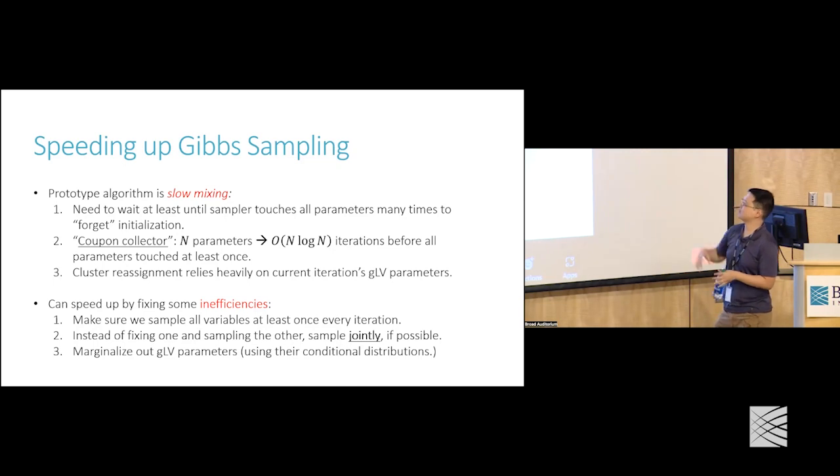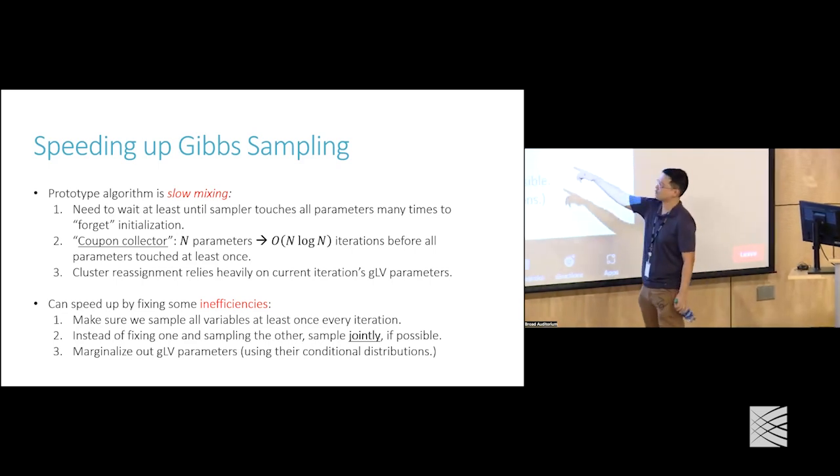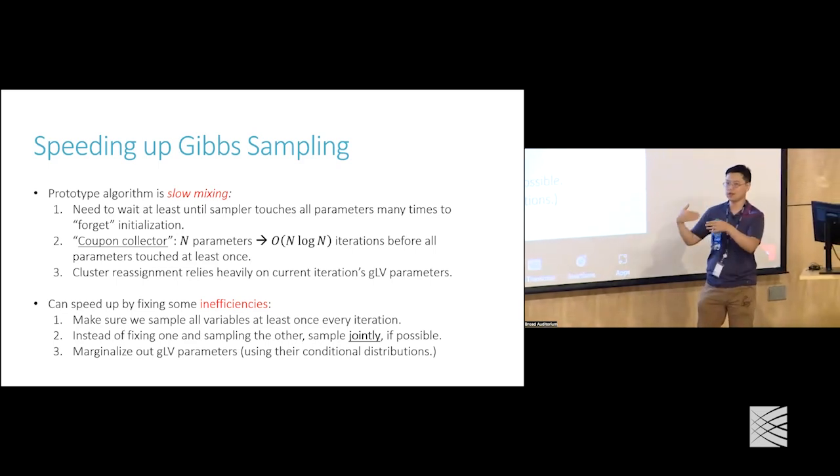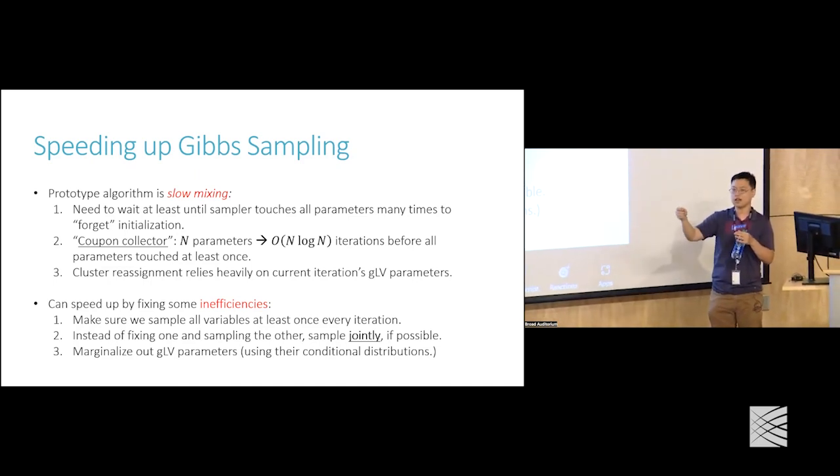So that's at least n log n steps, according to the coupon collector result. And the other thing is, when you're reassigning clusters, it depends on the simulation or the prediction that the GLV system gives. It's not just one cluster in a vacuum that you're reassigning. If you reassign a cluster, then it affects everything else, because it's a big dynamic system that you want to look at as a whole.